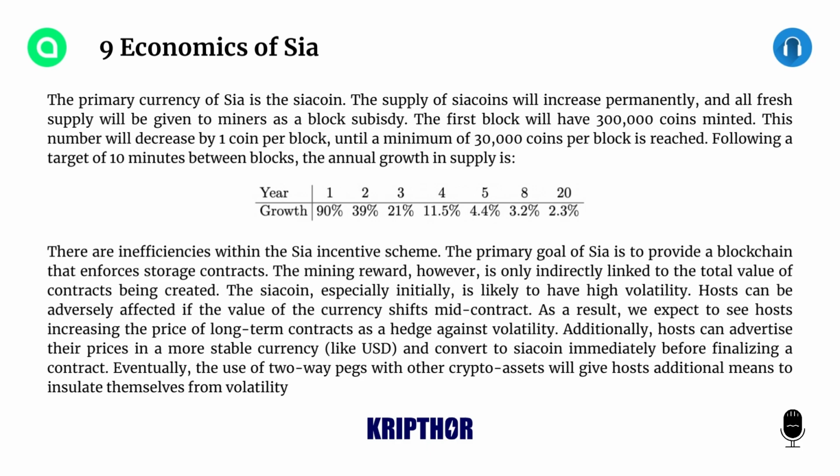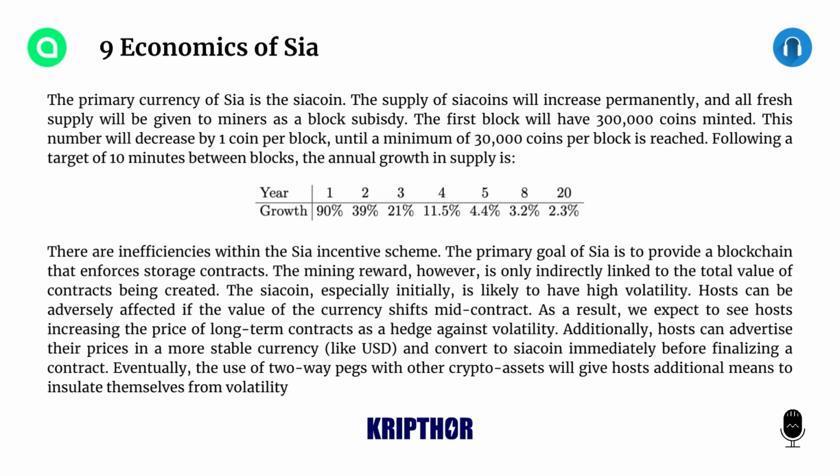There are inefficiencies within the Sia incentive scheme. The primary goal of Sia is to provide a blockchain that enforces storage contracts. The mining reward, however, is only indirectly linked to the total value of contracts being created. The Siacoin, especially initially, is likely to have high volatility. Hosts can be adversely affected if the value of the currency shifts mid-contract. As a result, we expect to see hosts increasing the price of long-term contracts as a hedge against volatility.